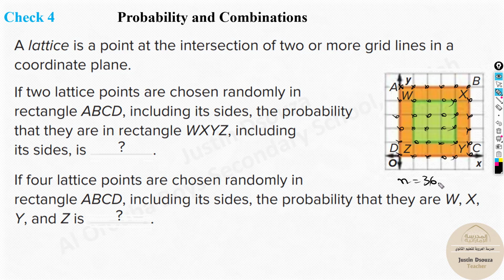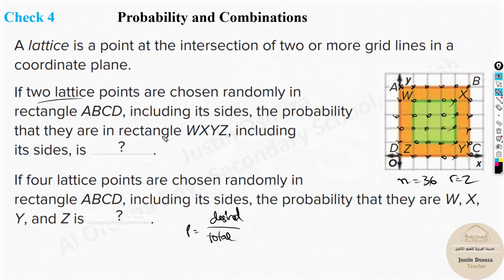What is the selection? Selection is r. R is how many? Two lattice points are being selected. That is 2. Now let's write the probability formula. Probability is given by desired divided by total.